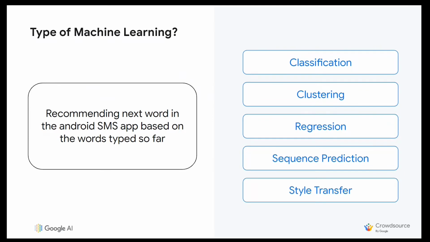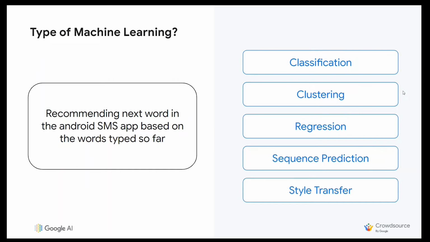Does anybody have different answers? Sequence prediction. Okay, sequence prediction and clustering, we got options. Any more options? Classification. Okay, so right now we got classification, clustering, and sequence prediction. So, can anybody answer the reason behind these options? I'll give you the final answer afterwards.